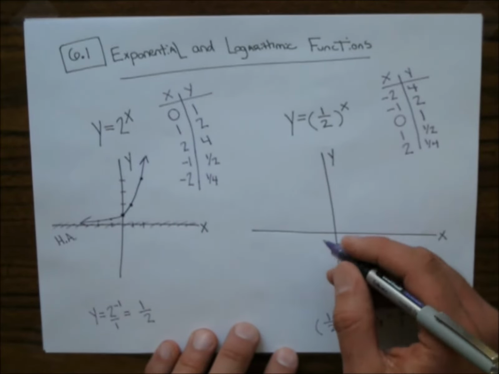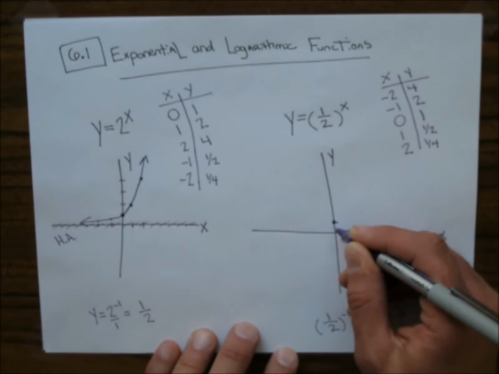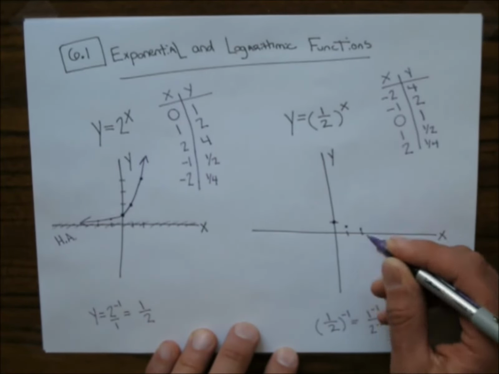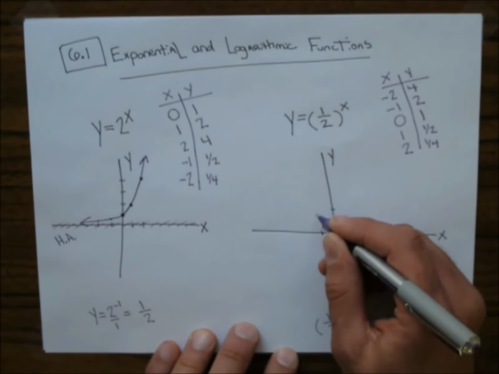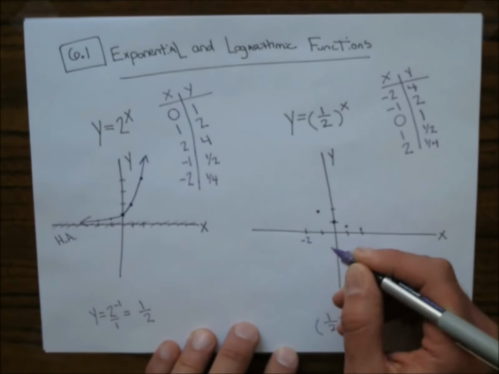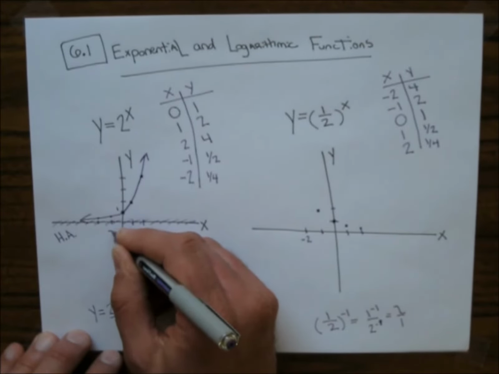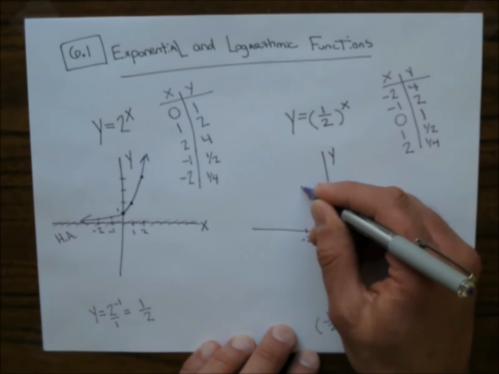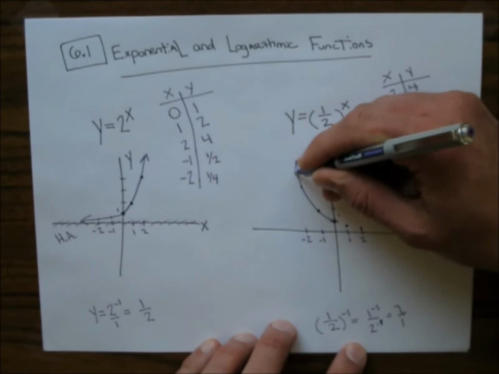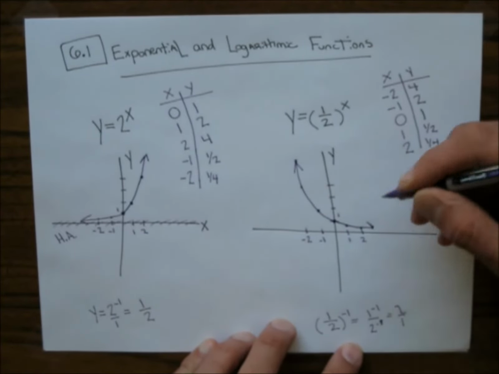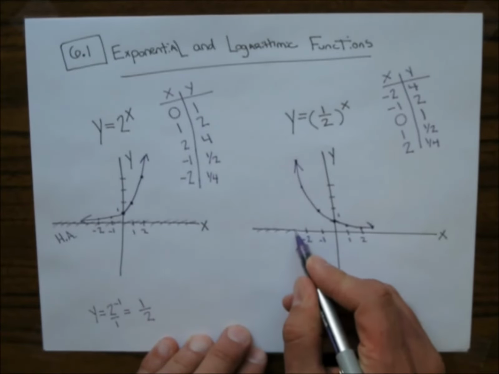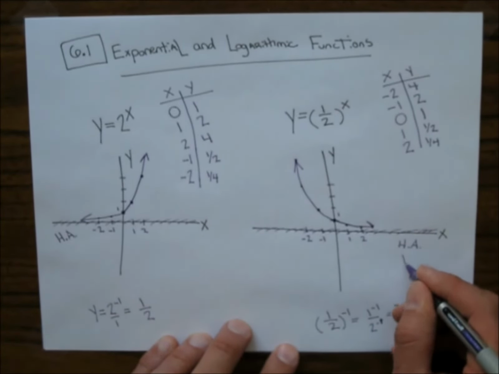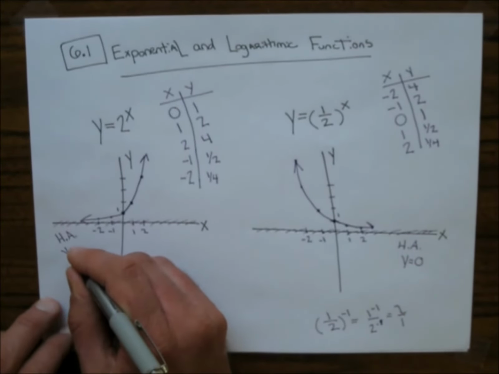So let's plot some of those points and see what happens here. We have 0, 1. 1, 1/2, 2, 1/4, -1, 2, and -2, 4. I better label these here. So it actually looks like this. It gets closer to the x-axis as you go to the right. The x-axis, again, is a horizontal asymptote. That horizontal asymptote has the equation y equals 0. Y equals 0 on that one as well.